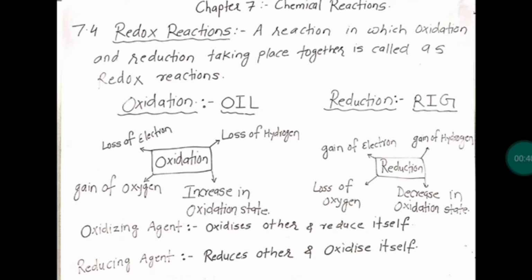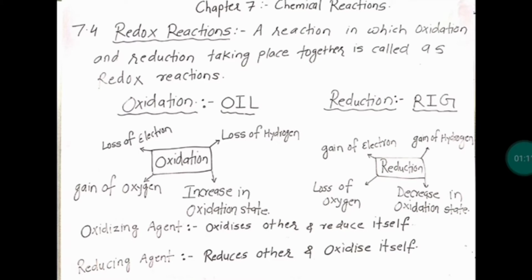First, oxidation is loss of electrons. There is an acronym for oxidation, that is OIL. Oxidation involves loss of electrons, meaning in a particular reaction, when one reactant is losing electrons, that reactant gets oxidized.